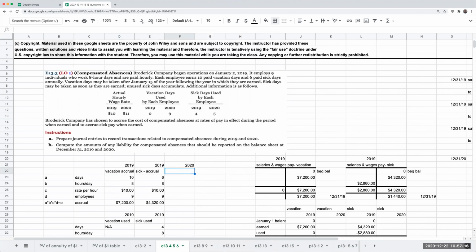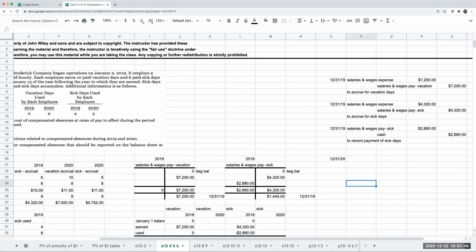For vacation accrual and for my sick accrual, it's 10 days, 8 hours in a day. My rate per hour, though, is now different. My wage went up by 10%, and I have to note that as I'm going through and doing these accruals. The journal entry formats for the actual accruals are not changing.